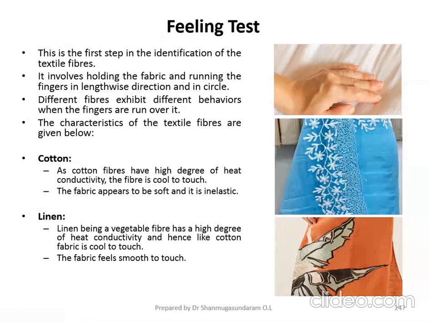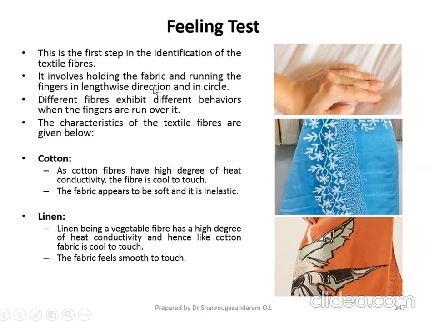Now let us see the first test, the feeling test. Feeling means you just look at the fabric, you feel it, you touch the fabric. Based on the feeling you observe while touching the fabric, you will come to know to some extent what the fiber is, whether it may be cotton, polyester, wool or silk. This is the first step in the identification of textile fibers.